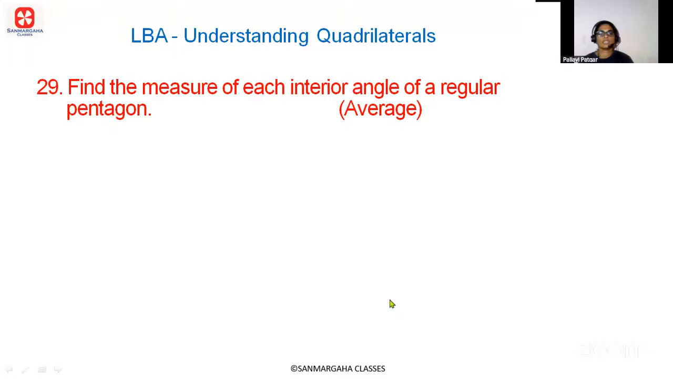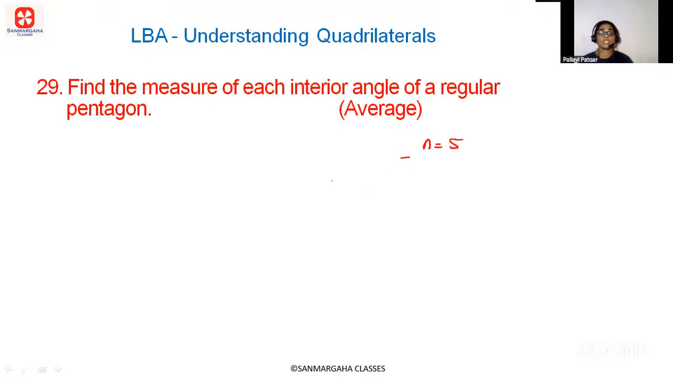Understanding quadrilaterals. In this chapter, look at the question number 29. Find the measure of each interior angle of a regular pentagon. Okay, so pentagon sides is 5, right? So n is equal to 5.